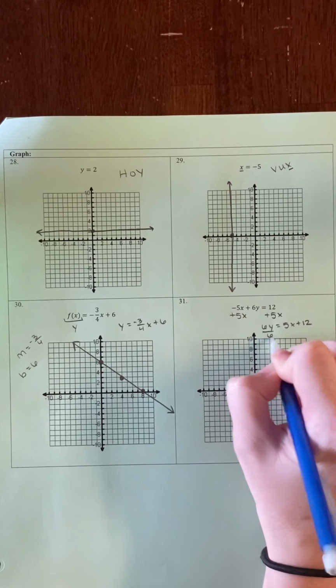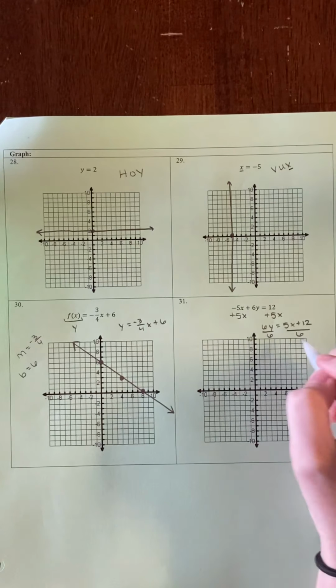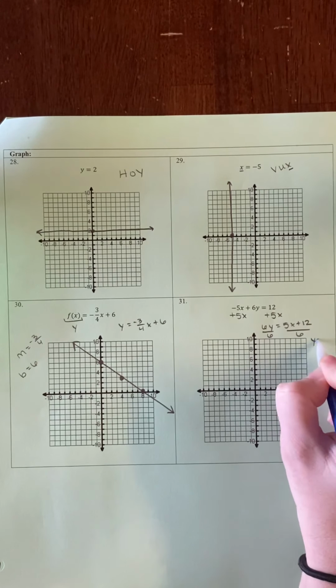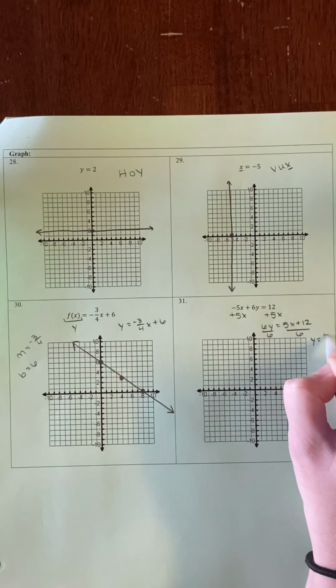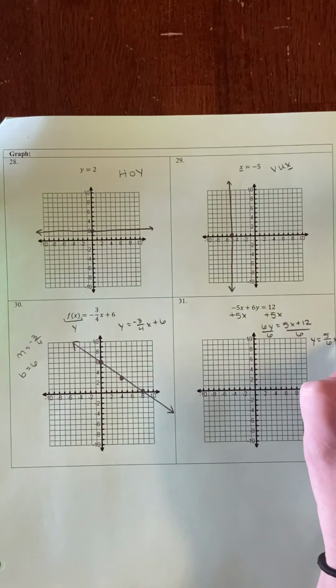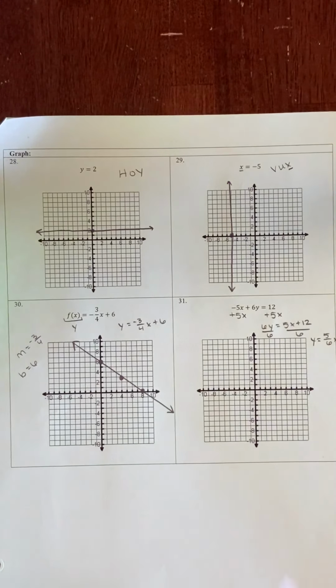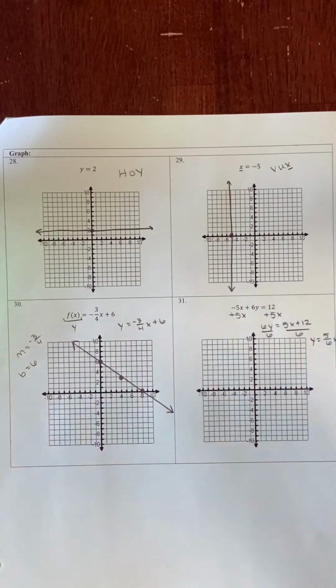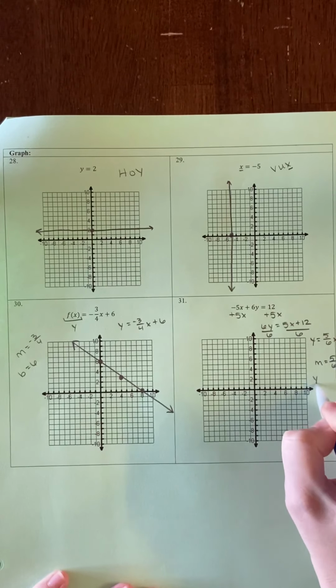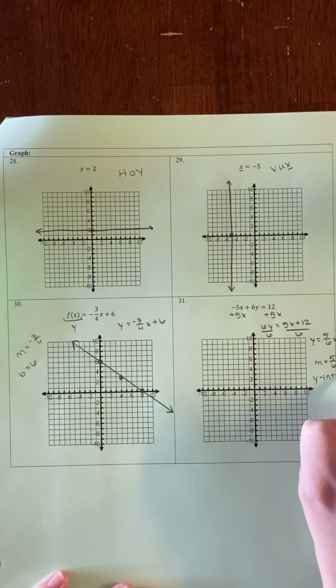I divide both sides by 6. Now remember, when I divide by 6 here, I'm dividing each piece on top by 6. So 5 divided by 6 is just 5/6. 12 divided by 6 is 2. So I've rewritten this equation from standard form to slope-intercept form, and now I can graph this. The slope is 5/6, and the y-intercept is 2.